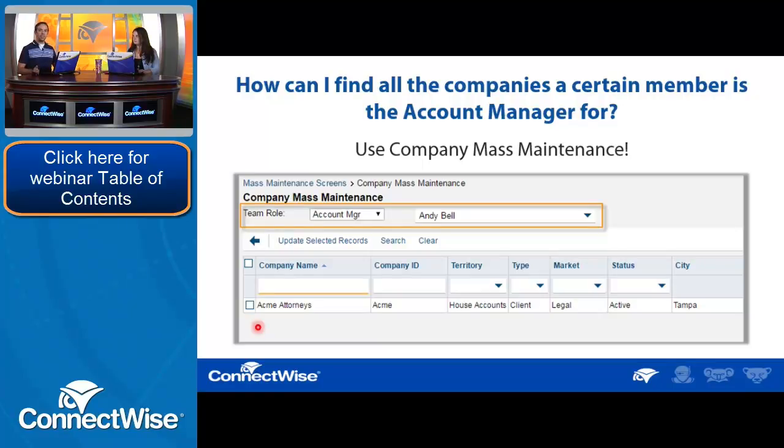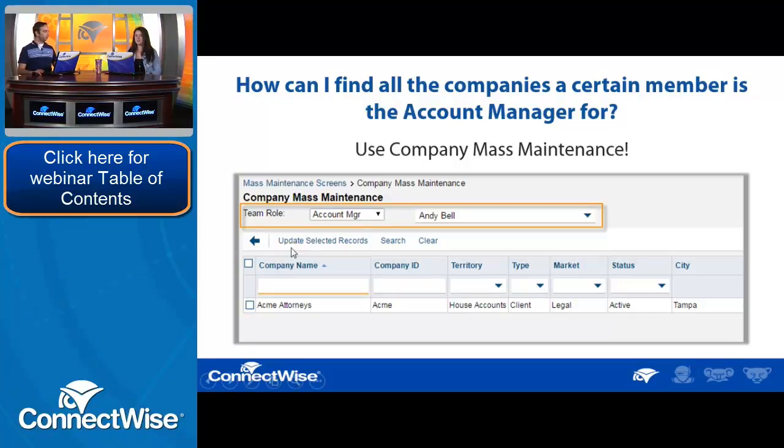You could also do updates in mass from this screen. So let's say we fired Andy, or he got promoted. That'd be better. Better for Andy. Yeah. We can come in here, search for all the companies he is the account manager for, use the checkbox here, and then select Update Selected Records, and you could go in there and just manually switch the account manager on all those companies. Very good.